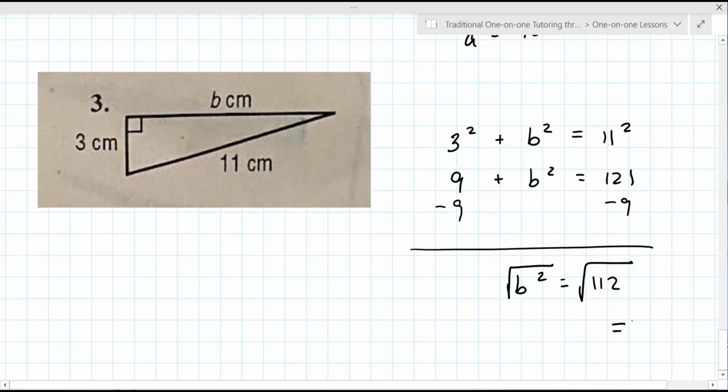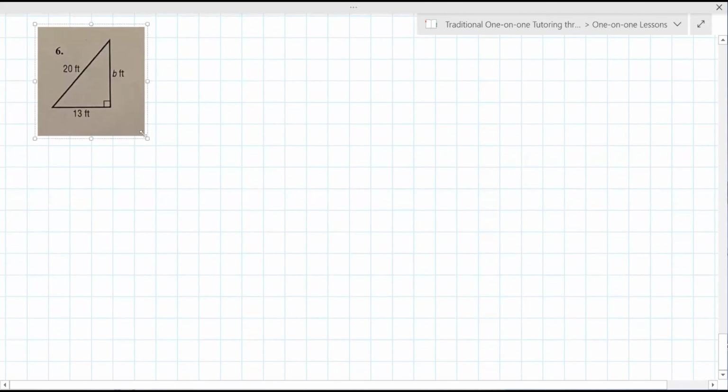10.58. Sounds reasonable. Okay, so one more, and then we can talk about the last section if we want. Yeah, so here we go. Question 6. Again, see if you can work this out on your own, please.